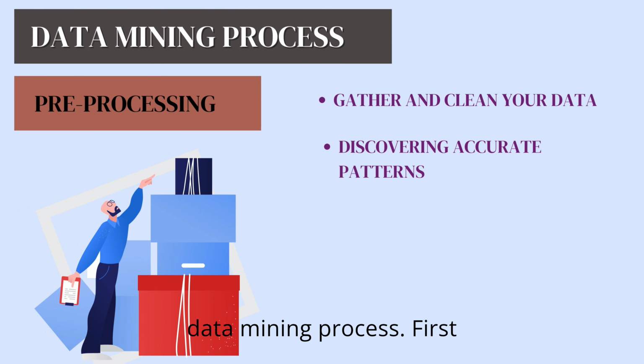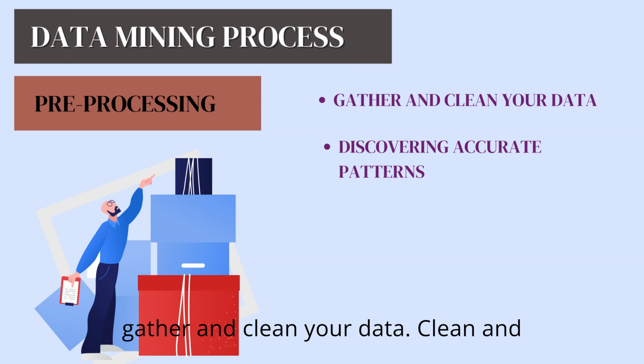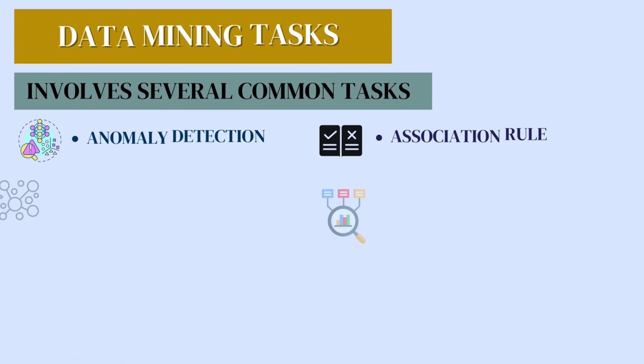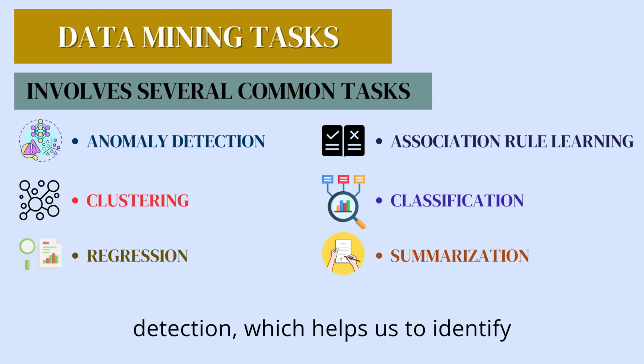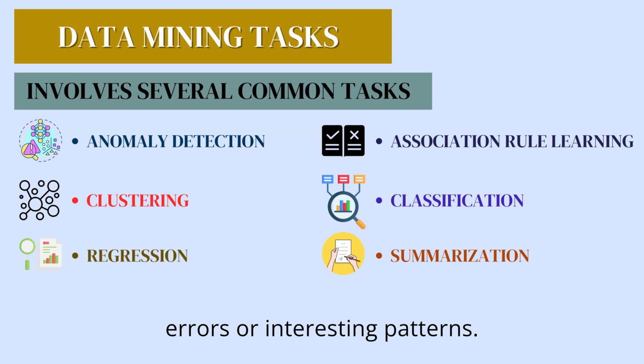Detailed steps in the data mining process. First is pre-processing. Before using data mining algorithms, we need to gather and clean our data. Clean and well-organized data is essential for discovering accurate patterns. Next is data mining tasks. It involves several common tasks. Anomaly detection, that is, outlier detection, which helps us to identify unusual data records that might indicate errors or interesting patterns.